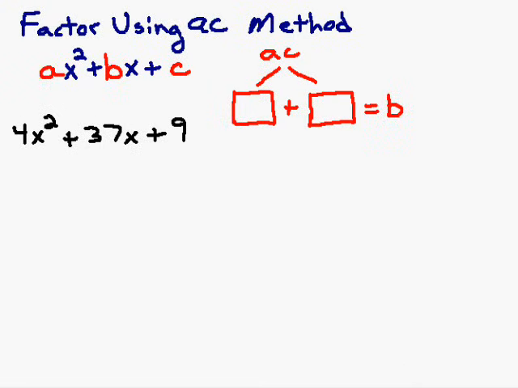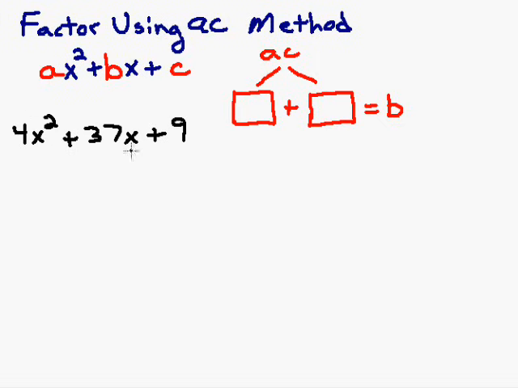In this video, we're going to look at another example of factoring using the AC method. So let's remember the first thing we need to do is look at our trinomial and be clear about what the values of A, B, and C are. So in this trinomial, A is 4, B is 37, and C is 9.